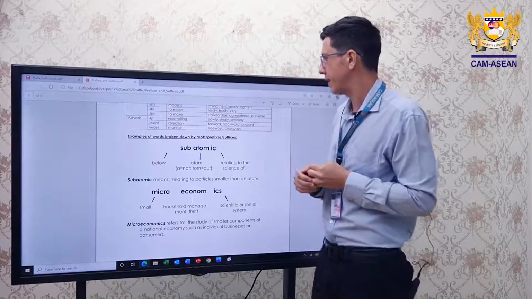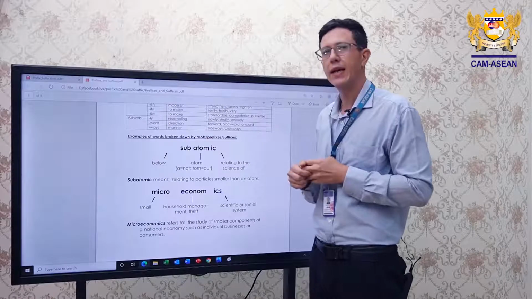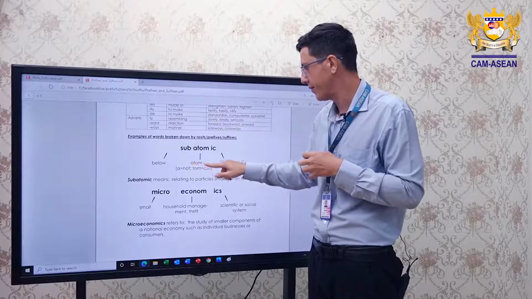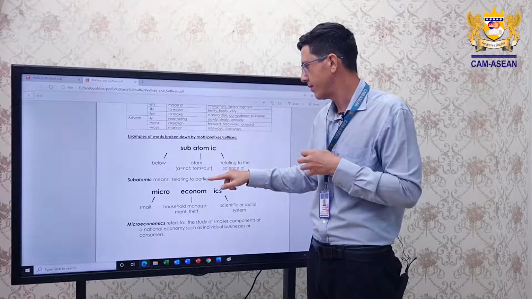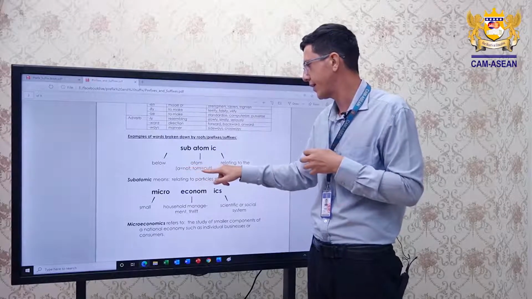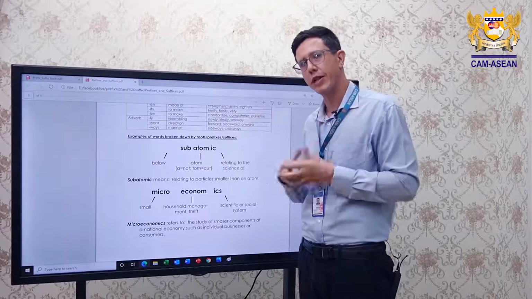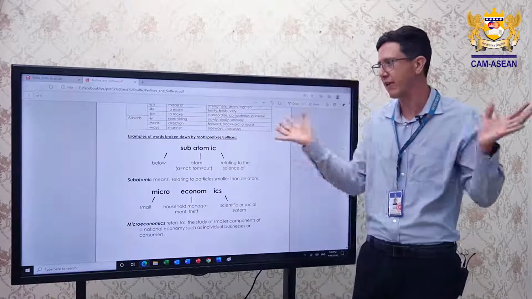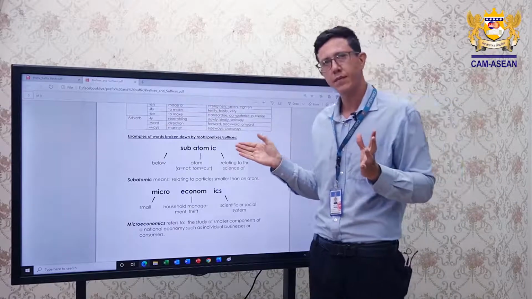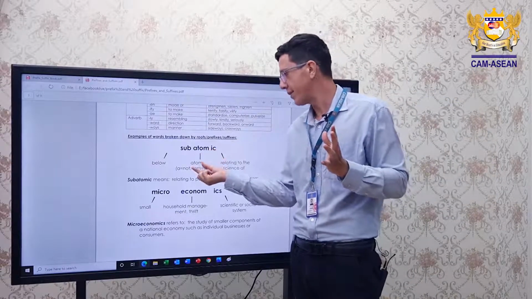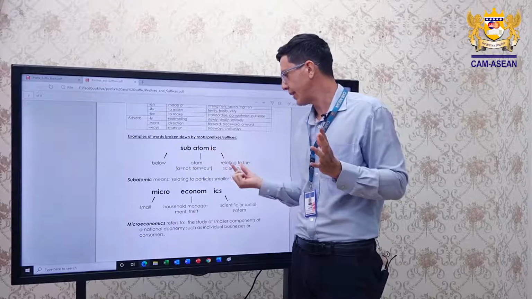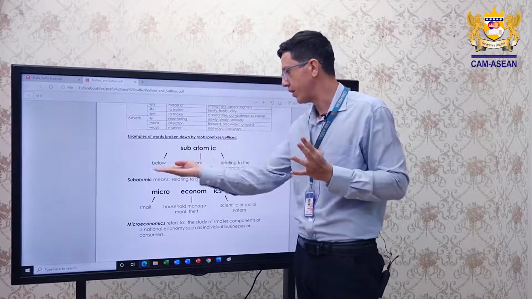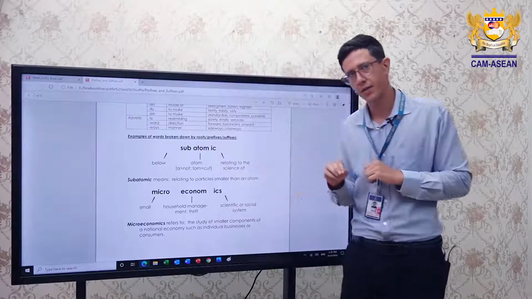So let's look at this example here. Root, remember, is the main word. So we have a main word, atom. We can make almost any word from this. Atom is the smallest piece inside of everything. Okay? So atom is a noun, it's a thing. IC: related to. Sub: below. Subatomic: below the size of an atom.